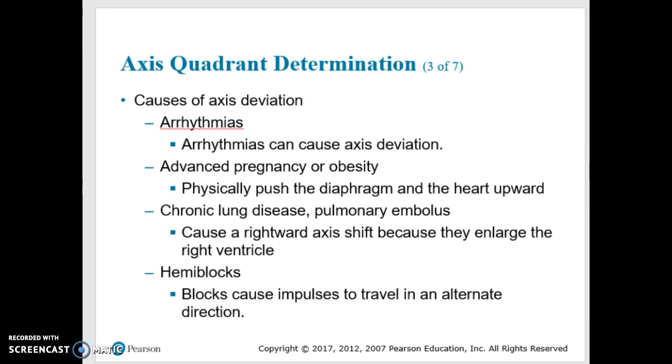With advanced pregnancy or obesity, this may push the heart upward. It may push the diaphragm, which shifts the heart upward. And this could cause a shift in the axis. So we could have axis deviation here.